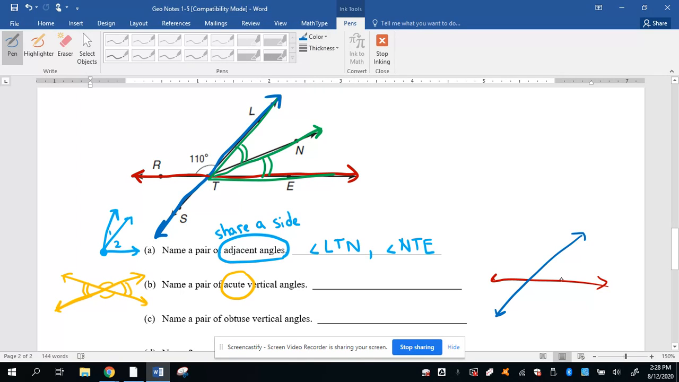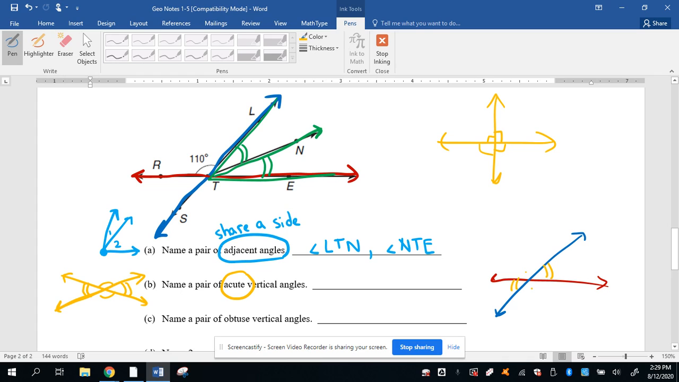So the acute vertical angles, I'll do that in orange because that's what we've had, would be these two angles. The other angle pairs would be the obtuse angle pairs. So almost always, if you have two intersecting lines, you'll have two sets of vertical angles. One will be acute, one will be obtuse, unless your two lines are perpendicular, meaning they meet at right angles. Then all of your angle pairs are right angles.